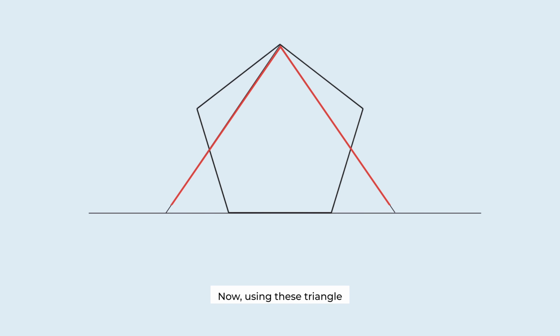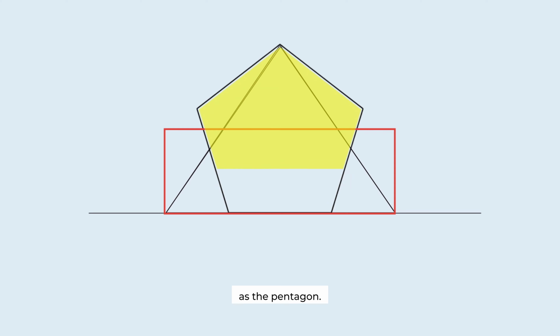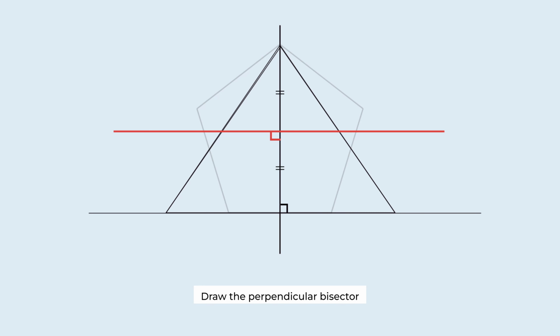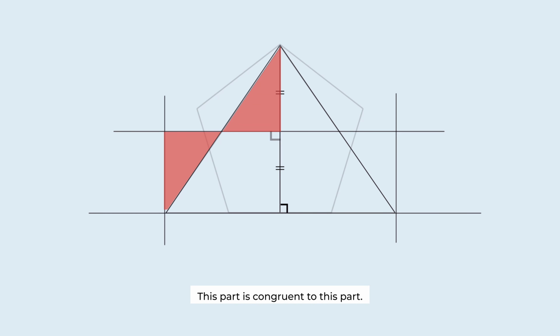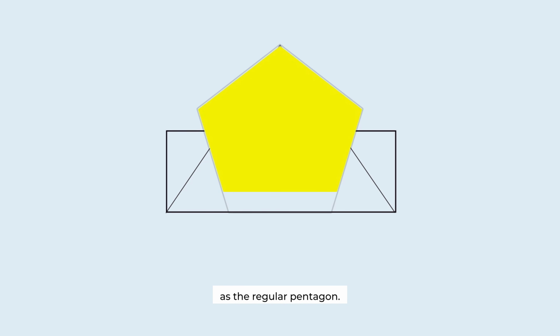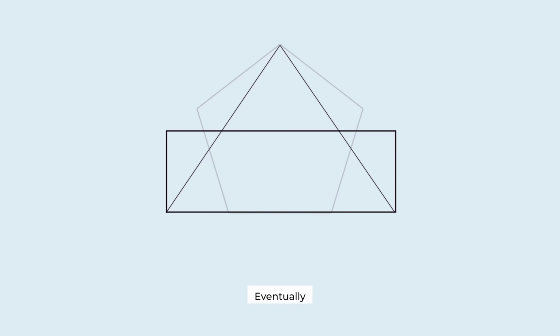Now, using this triangle, let's construct a rectangle with the same area as the pentagon. Draw a perpendicular line passing through this point. Draw the perpendicular bisector of this segment. This part is congruent to this part. This part is also congruent to this part. This rectangle has the same area as the triangle. Thus, it also has the same area as the regular pentagon. Eventually, we have found the rectangle we wanted.